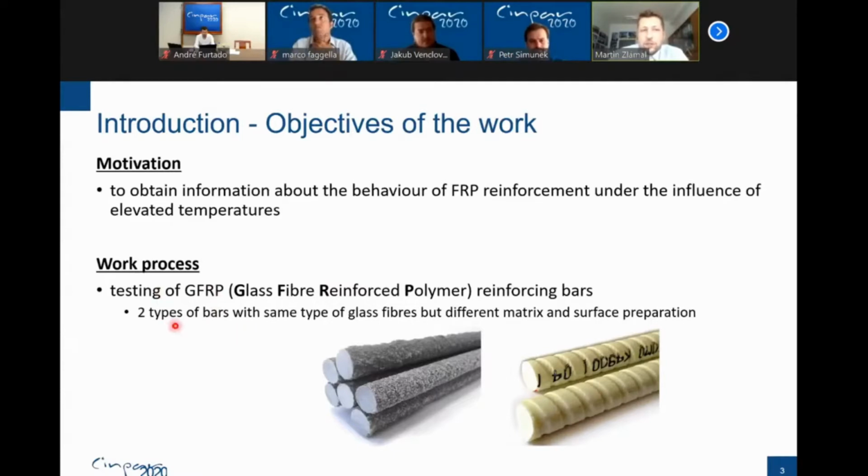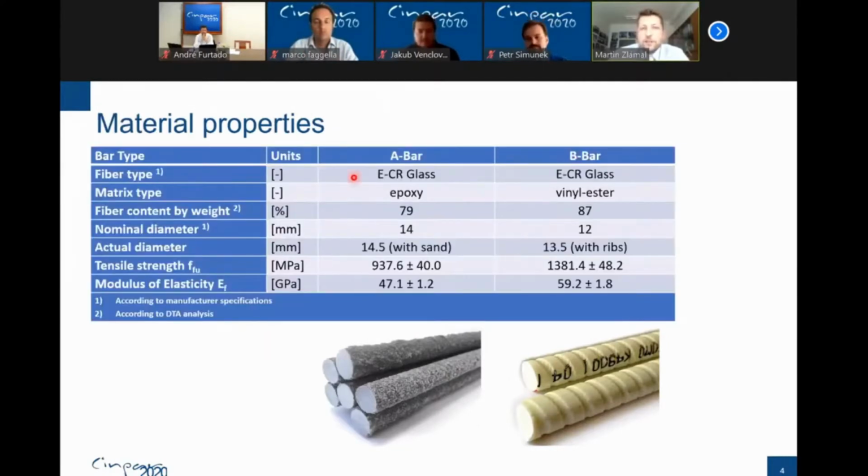And we use 2 types of bars with the same type of the fibers, but with the different matrix and different surface preparation. The first material, a bar, is produced in the Czech Republic. It's a glass fiber reinforcement with the surface which is coated by a sand. And the second type of the bars is produced in Germany, and the surface is prepared with the ribs to obtain some anchorage between the concrete and the reinforcing bars. But at the beginning, we focused only on the behavior of the bars themselves under effect of elevated temperature.